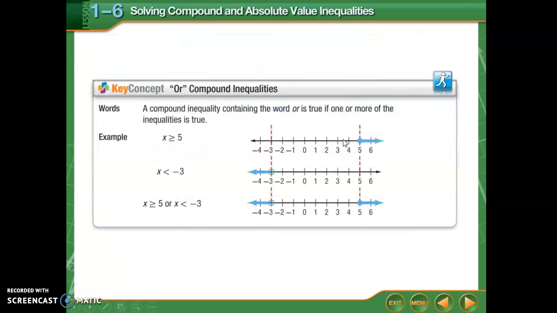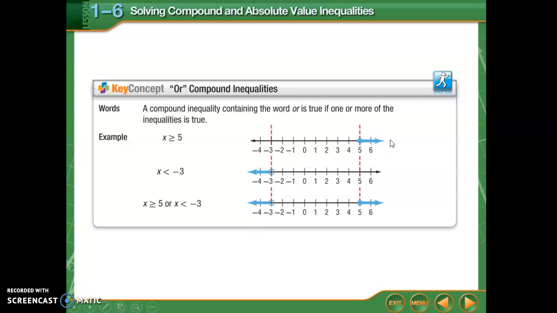All right, let's move on to another compound inequality using the word "or." A compound inequality containing the word "or" is true if one or more of the inequalities is true. So you need only at least one, not necessarily both of them, to be true. x is greater than or equal to 5. x is less than negative 3. Put this together using the word "or": x is greater than or equal to 5 or x is less than negative 3. You have noticed, guys, that the graphs are in opposite directions.